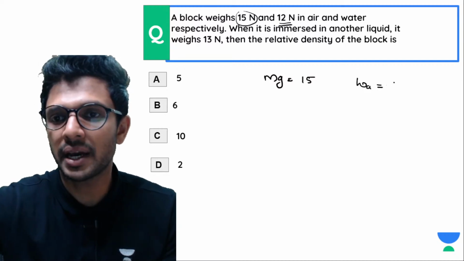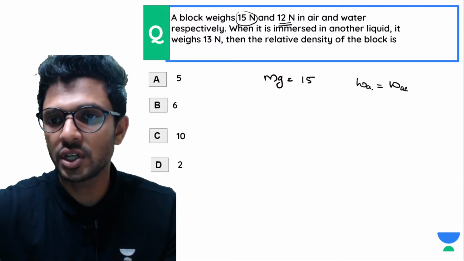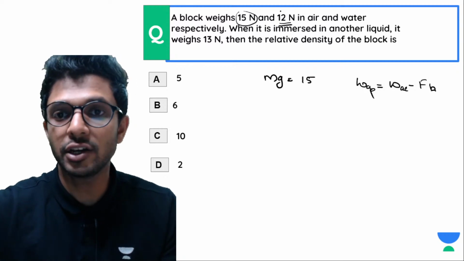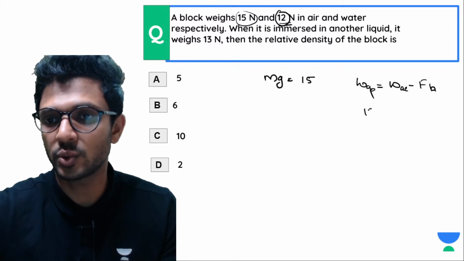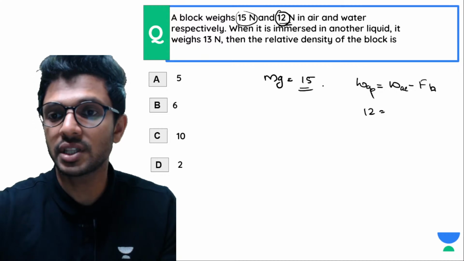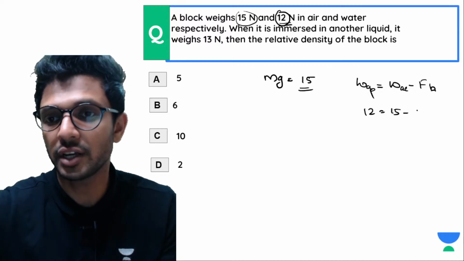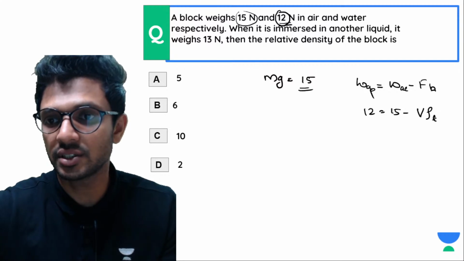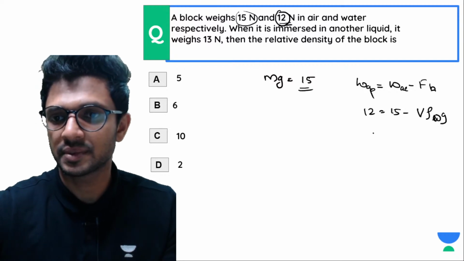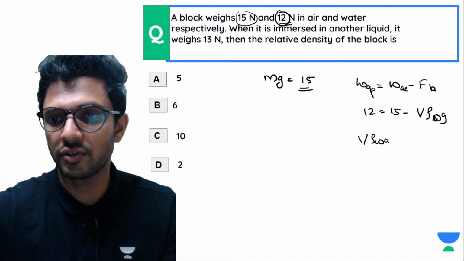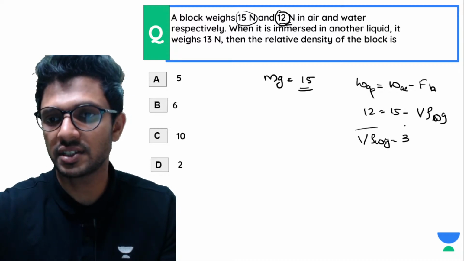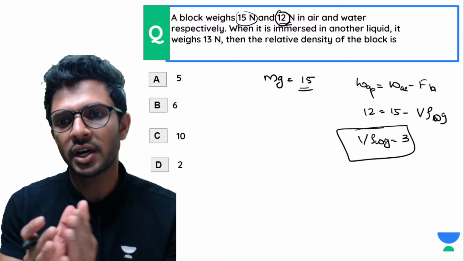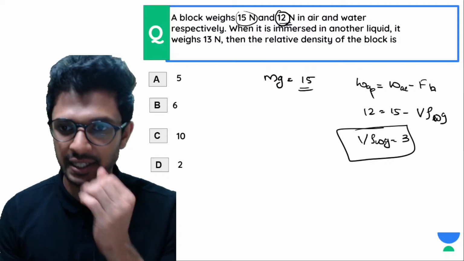What is the formula for apparent weight? Actual weight minus the buoyant force. What is the value of apparent weight given here? That is 12. What is the actual weight of the body? That is 15. Minus buoyant force, formula: volume of the body, density of liquid, here water, into g. Rearranging, V times density of liquid into g is 15 minus 12, that's 3. Volume of the body, density of the water into g is 3.